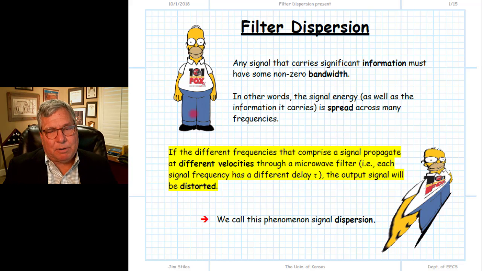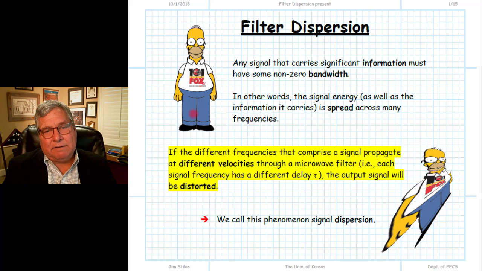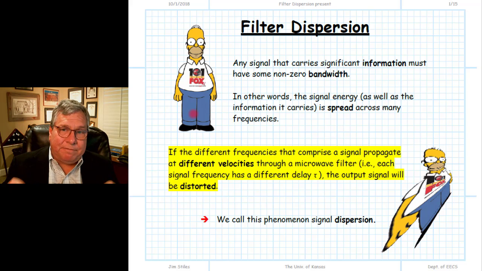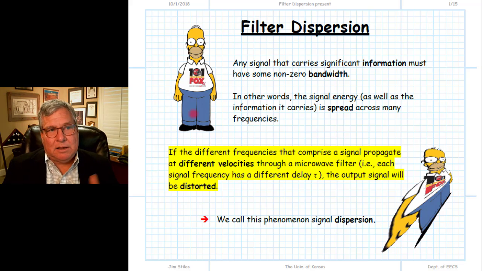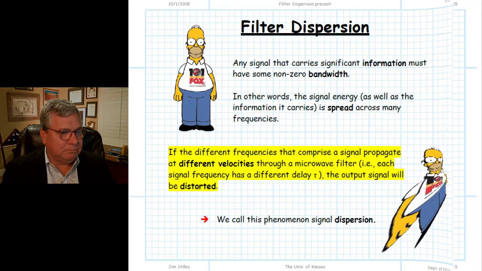Every frequency needs to propagate at the same speed. Every frequency of that transmitted signal needs to have the same delay. In other words, we want the phase delay of our filter to be constant across the bandwidth of that signal. If it doesn't occur, we get, again, a phenomenon called signal dispersion, and it causes a signal distortion. And so we want to avoid signal dispersion, of course, if we are to listen to the output of a radio station with good fidelity.